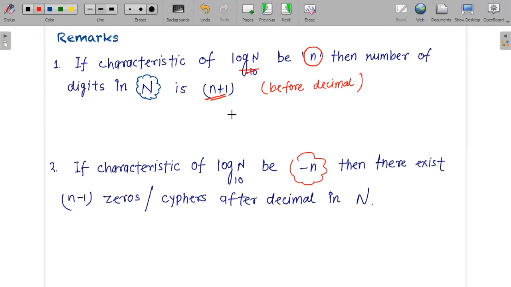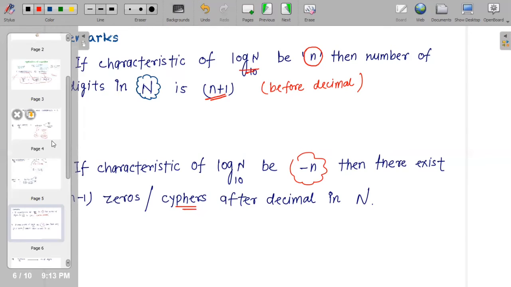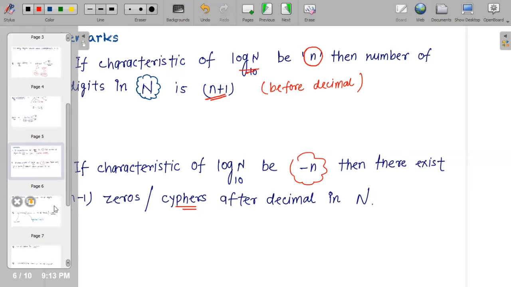Now have a look at the second one. If I'm getting a negative characteristic, then what will happen? At that time it will help us to find out the number of ciphers. Ciphers क्या हो गया? Ciphers को हम लोग कहते हैं number of zeros which is after the decimal point but before any significant digit. Let's first try to understand the meaning of these two remarks.